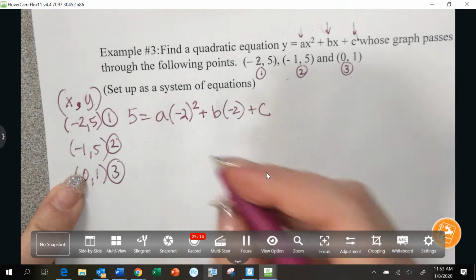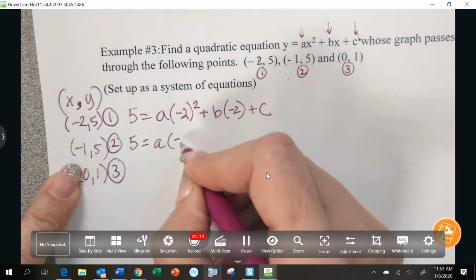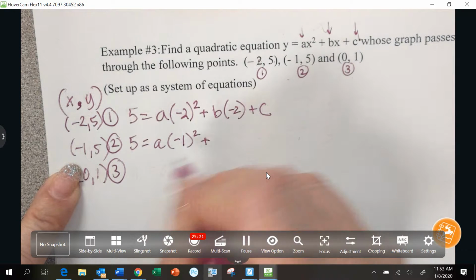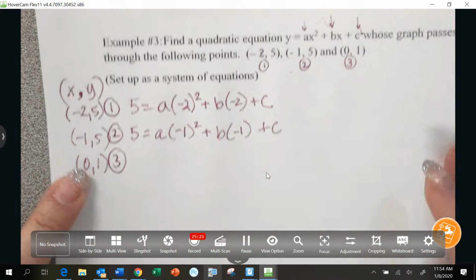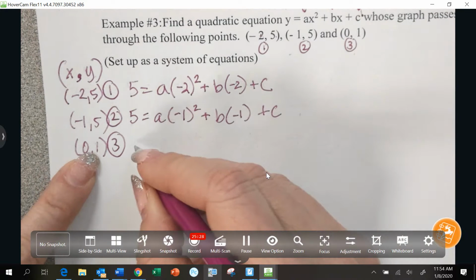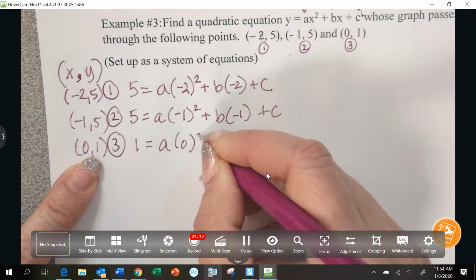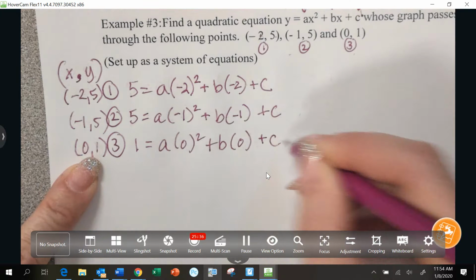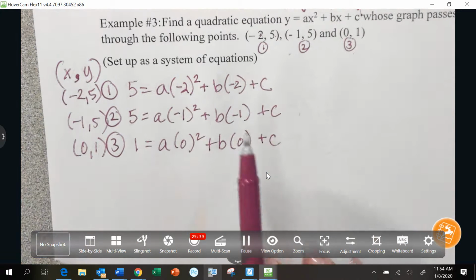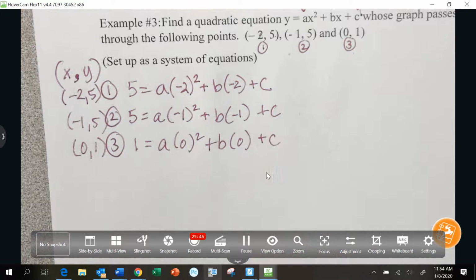I'm going to do the same thing for equation 2. I take my y value, and we're going to do a multiplied by -1 squared, which is our x, plus b times -1 plus c. And then for my third equation, our y value is 1. We have a times 0 squared plus b times 0 plus c. So these are the 3 equations, and our 3 unknown variables are the a, the b, and the c that we are solving for.